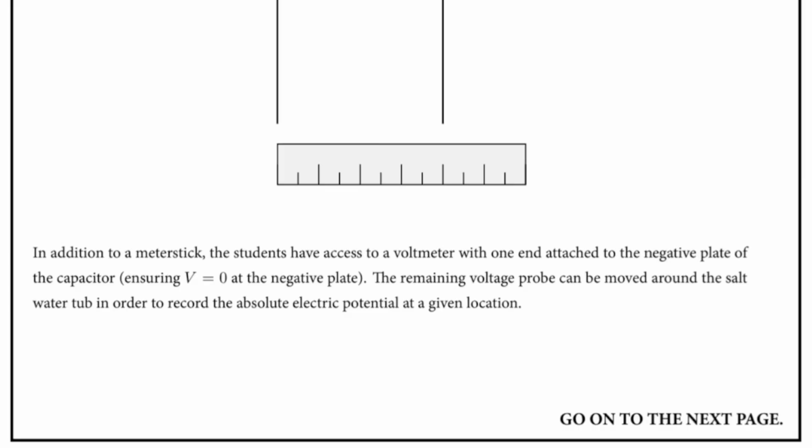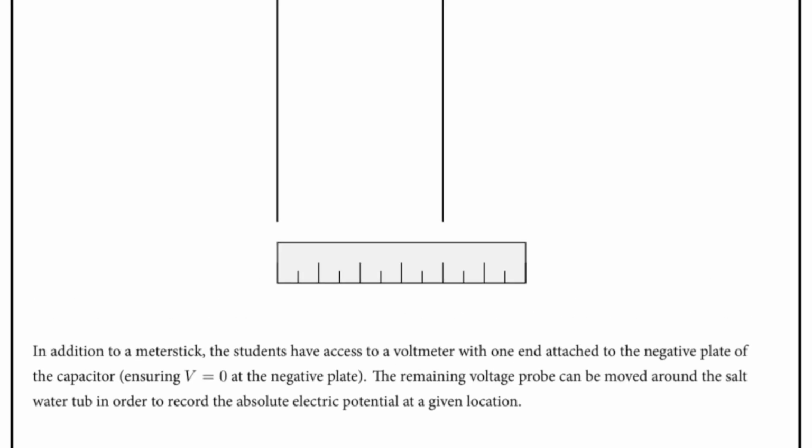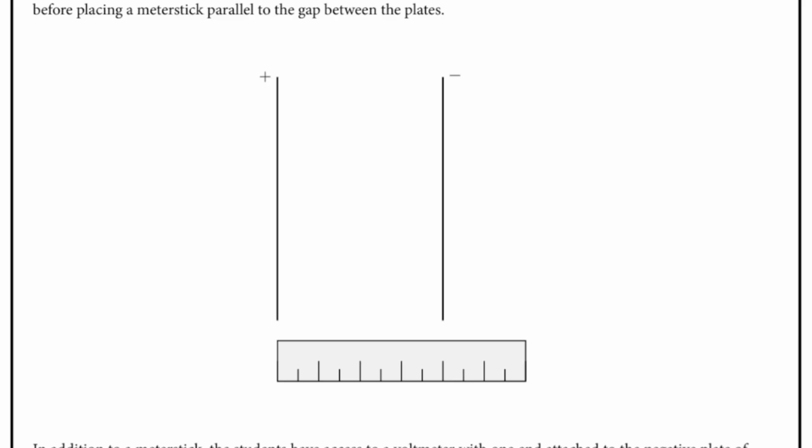So again, this question will really tell you, very obviously, what equipment we have access to and what we should measure. So in addition to the meter stick, the students have access to a voltmeter with one end attached to the negative plate of the capacitor, essentially grounding that plate. And the remaining voltage probe can be moved around the saltwater tub to record the electric potential at a given location. So this is clearly telling us that we can get electric potential.